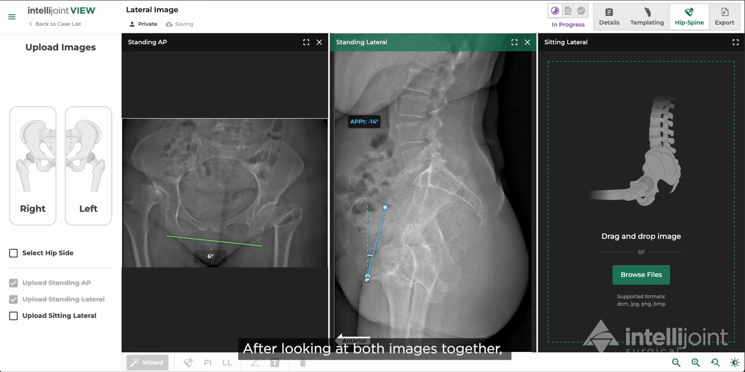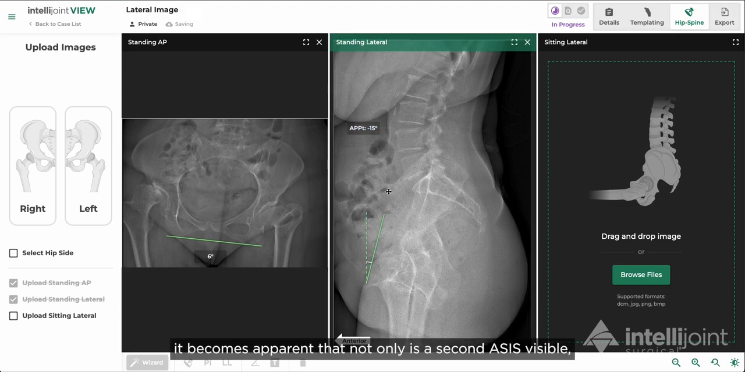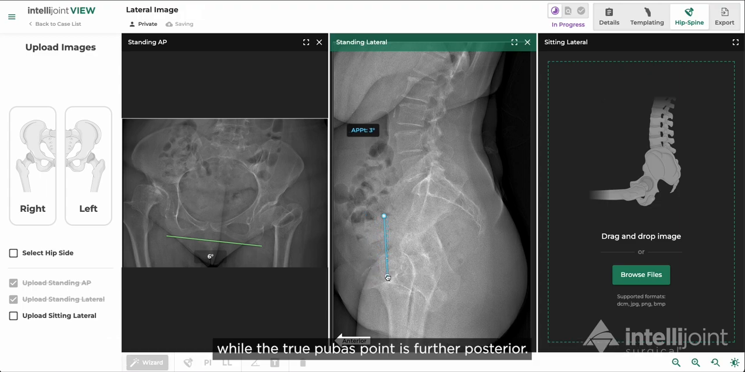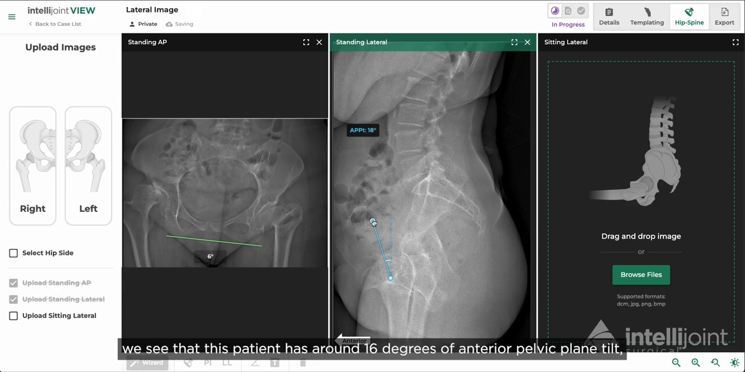After looking at both images together, it becomes apparent that not only is a second ASIS visible, but what could have been mistaken as the pubis is actually part of the femur, while the true pubis point is further posterior. Now that we have the correct pubis point and we can find our ASIS, we see that this patient has around 16 degrees of anterior pelvic plane tilt, which seems to meet our expectations from the AP view.